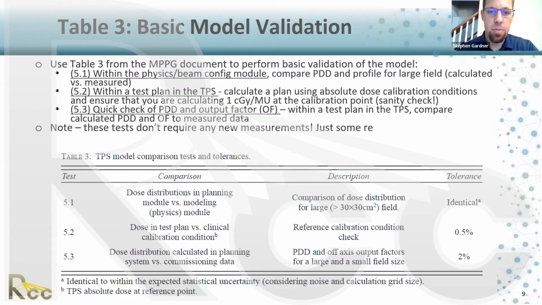And then 5.3 is this quick check of PDD and output factor. So you can mimic what you've already done. You do not need new measurements for these tests. They're just quick sanity checks. Okay, looks like we're missing some text there, but yeah, we don't need new measurements here.